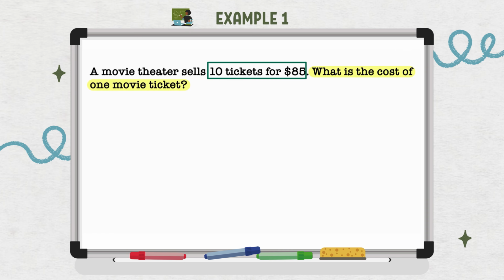So we need to divide 85, the cost, divided by the number of tickets. So we're doing 85 divided by 10, and that's how we know that 85 goes first, because within the question it is asking for the cost, okay? So here we're going to put 10 on the outside, we're going to put 85 on the inside, and we're going to keep dividing until we reach 0.